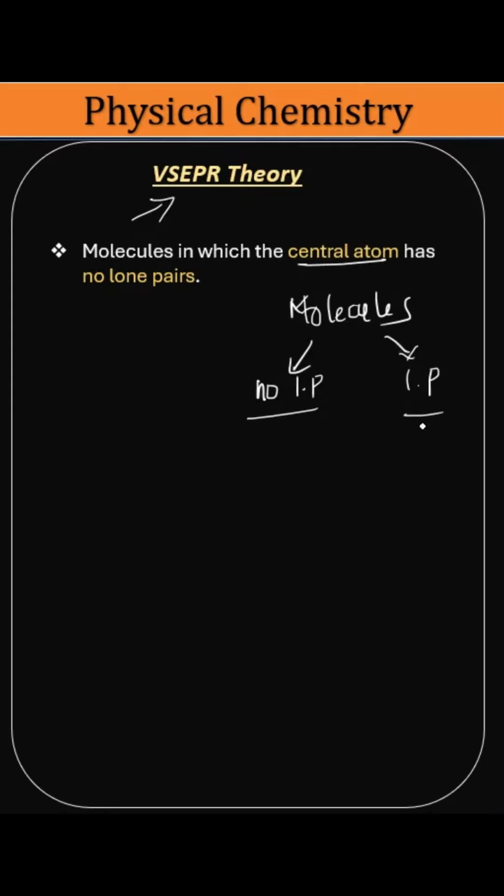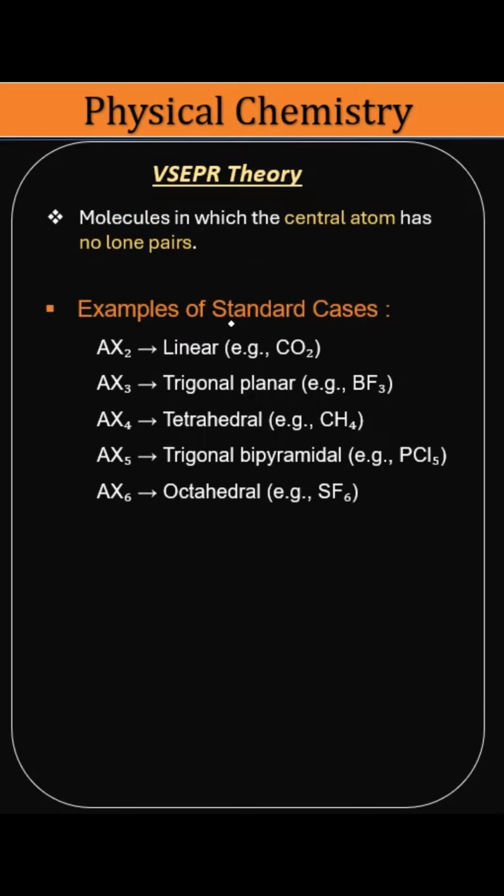When there are lone pairs on the central atom, there will be a few deviations in the shape, so that we'll discuss in my next few videos. First, let's talk about the molecules in which the central atom has no lone pairs. These are the standard cases that we'll discuss one by one in this video. So these are the examples of standard cases.